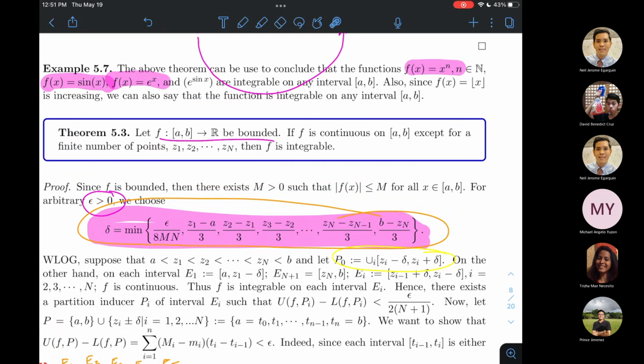Okay? Tapos, nasabi natin na, itong floor function, discontinuous siya sa closed interval AB kasi discontinuous siya sa mga integers na nasa closed interval AB. Pero finite lang naman yung number ng mga integers sa closed interval AB. So measure 0 din yon. So ito ay integrable pa rin.